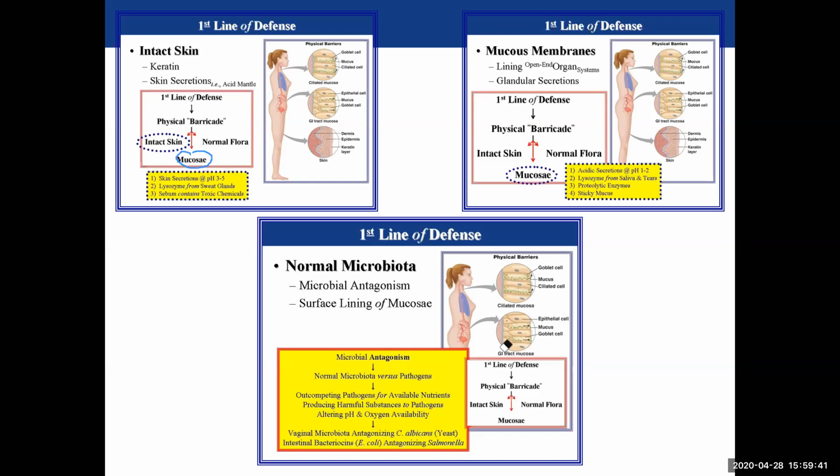We also have, in addition to the acidic secretions, lysozymes from our saliva and tears. That also helps with digestion in the case of saliva. And we also have proteolytic enzymes, meaning enzymes that are specifically cutting, hydrolyzing proteins. Proteo for proteins, lytic means to cut. So these enzymes are specifically cutting proteins. So their target is proteins and they cut, right?